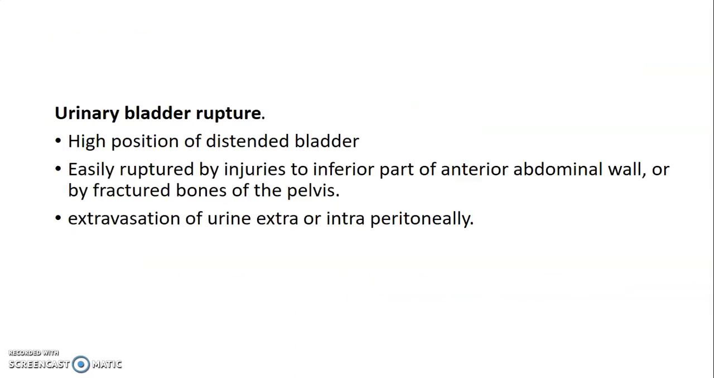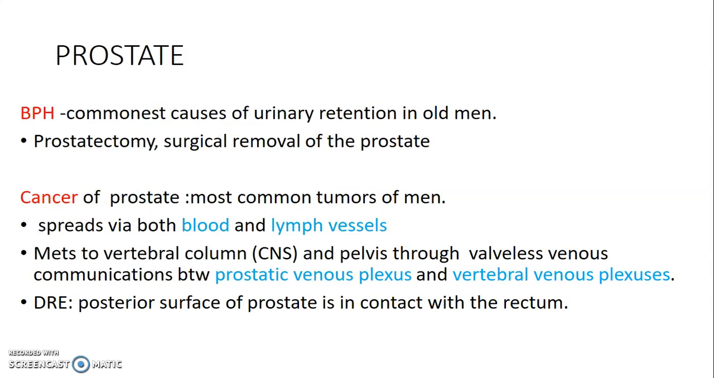The urinary bladder may rupture. So when the bladder has filled completely and it's distended, its position is high, from the pelvis to some part of the lower abdomen. So it's easily ruptured when it's distended, and this is by injuries to the inferior part of the anterior abdominal wall or fractures of the pelvic bones. And this may lead to extravasation of urine into the peritoneum or outside the peritoneum.